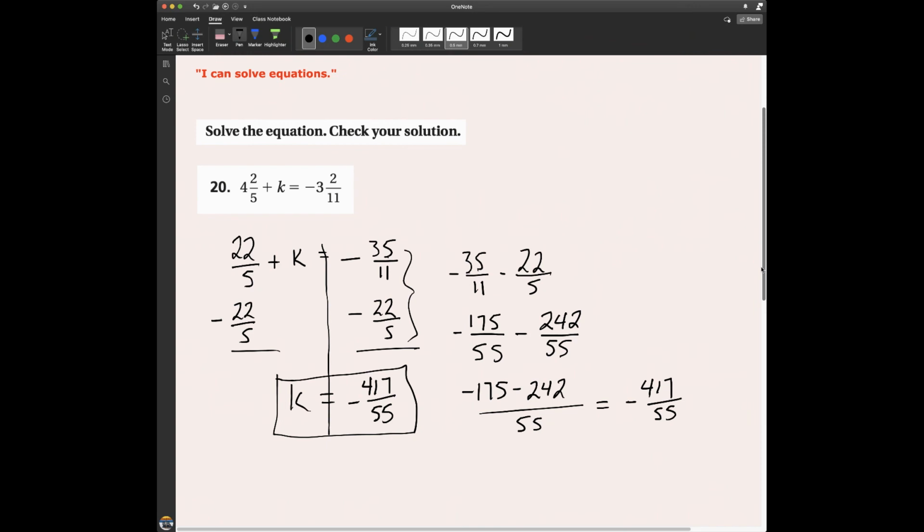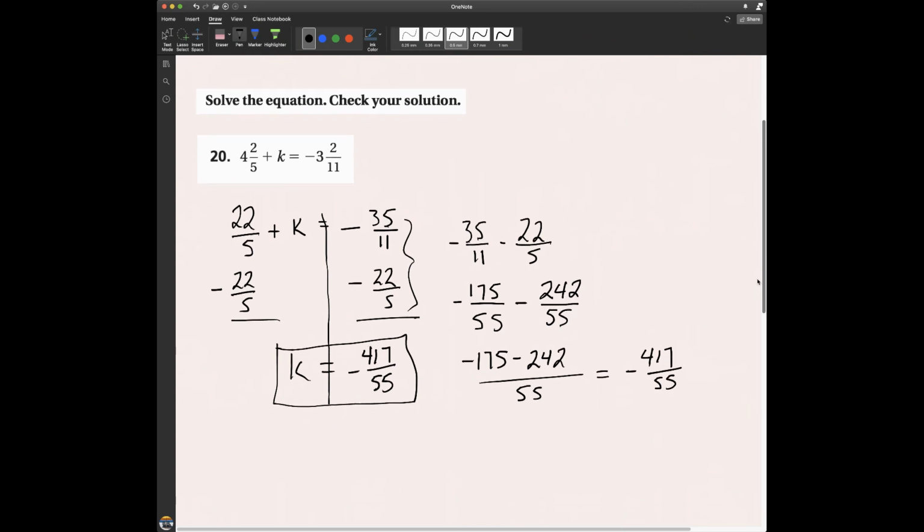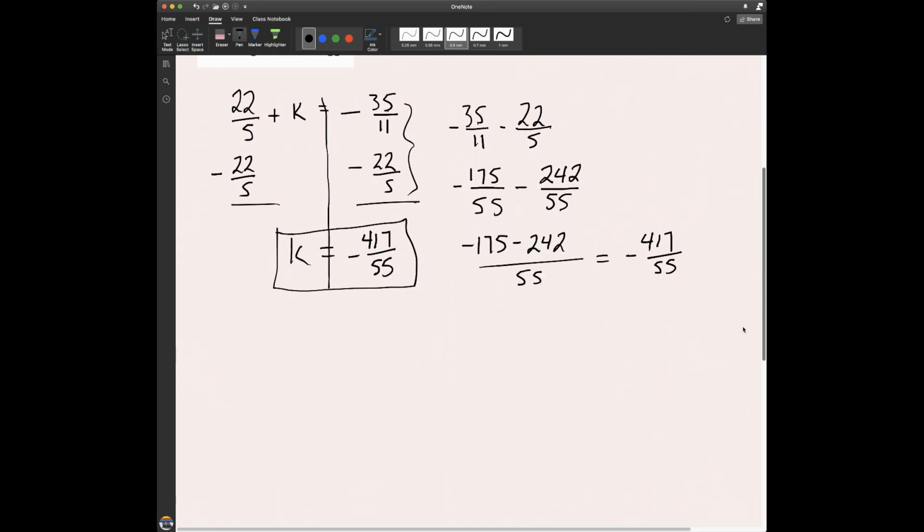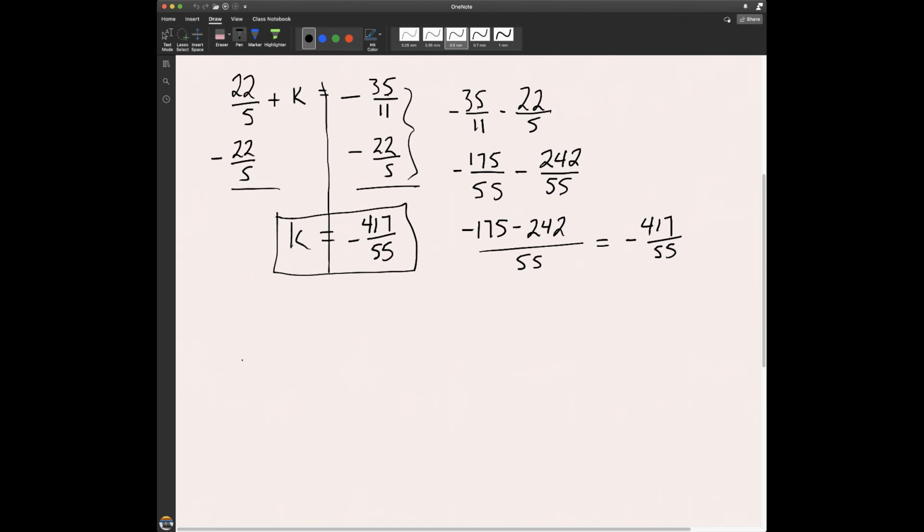All right, so now we have our solution, and we need to go back and check to make sure that it is correct. So I'm going to go ahead and write down this problem. 22 over 5 plus k equals negative 35 over 11. All right. I'm going to show you guys a little trick here. Something I can do to get rid of these denominators.